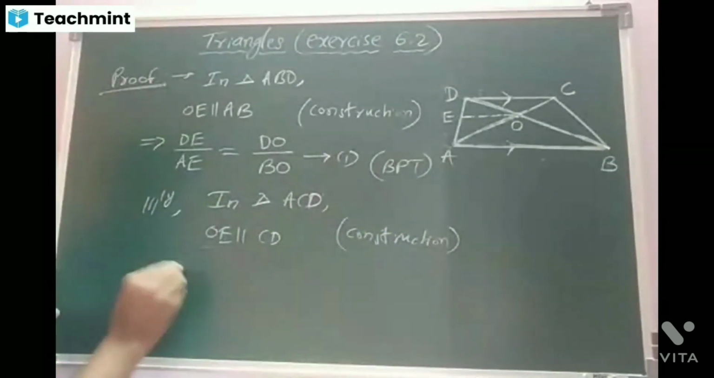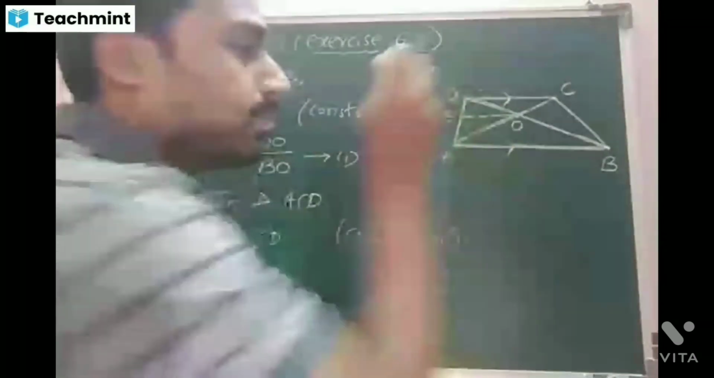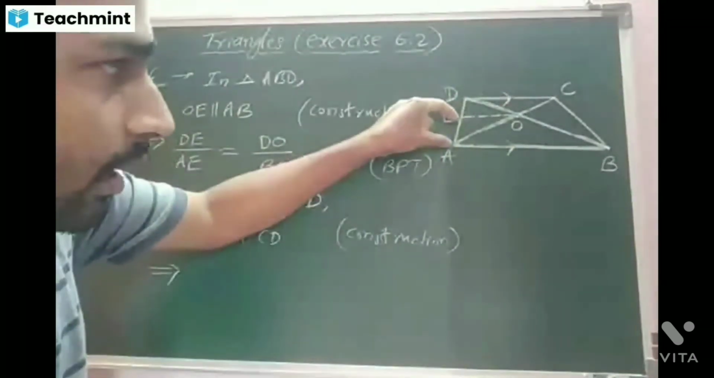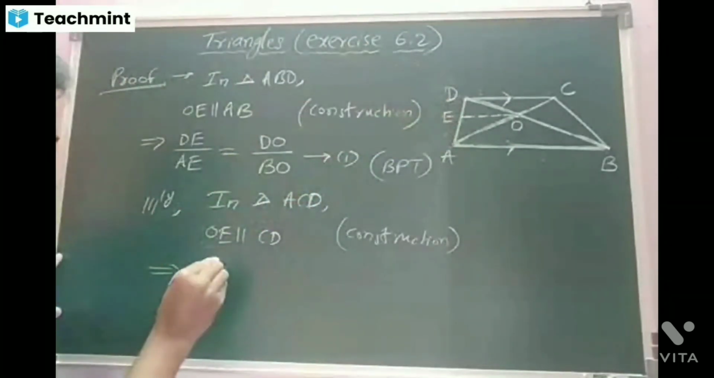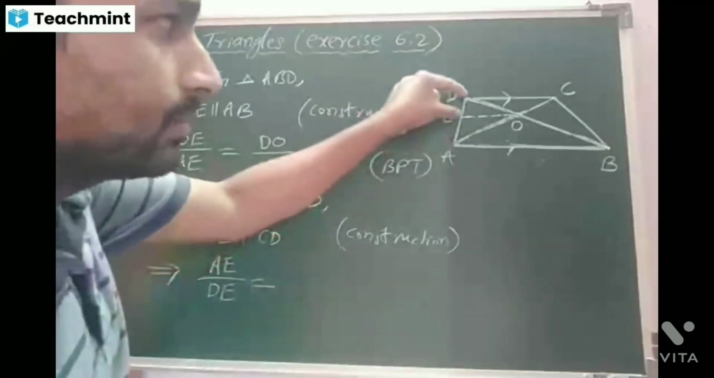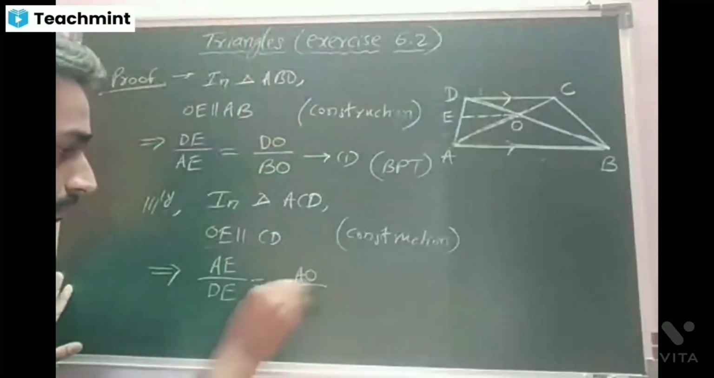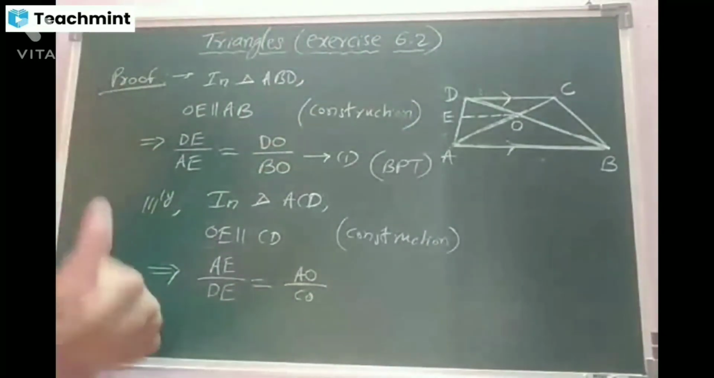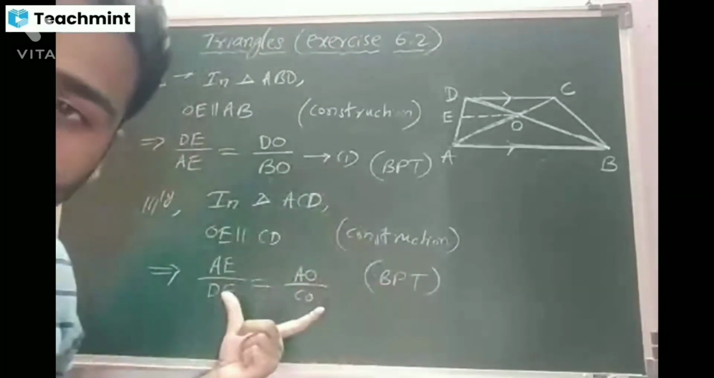Apply the BPT. Tell me, beta, quick, what will be the BPT? Look at the triangle, this one, and it is parallel. So I can write part by part. What is the part? AE by DE. This by this is equal to AO by CO. Am I right? Yes, sir. Correct. The reason is BPT. Beta, observe, I have not called it equation 2.